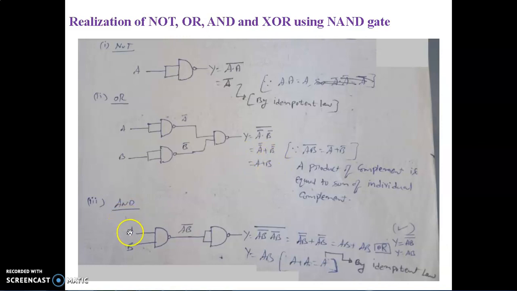Next is the AND function. Two inputs A and B are given. The output is (AB) whole bar. This is given to the next NAND gate. The output is (AB bar dot AB bar) whole bar. Apply De Morgan's theorem. We get AB plus AB. AB plus AB is nothing but AB itself. This is by the idempotent law. Again, this is the AND function.